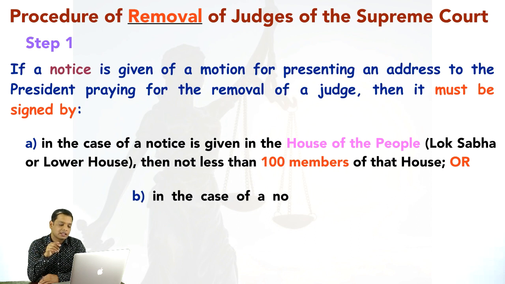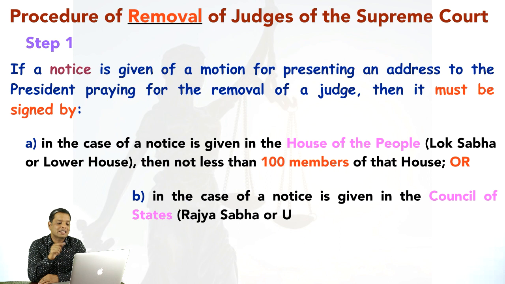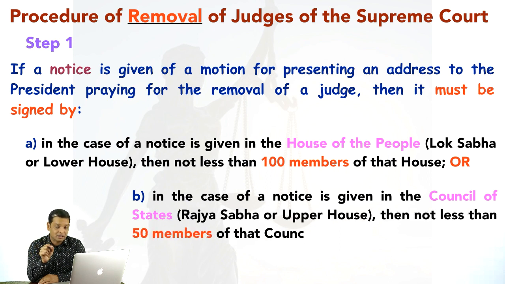Or, in the case of a notice given in the Council of State, that is Rajya Sabha or upper house, then not less than 50 members of that council. So if the motion is presented in the Rajya Sabha, then 50 members have to sign it. Only then it will be valid. It may be greater than 50 but not less than that.